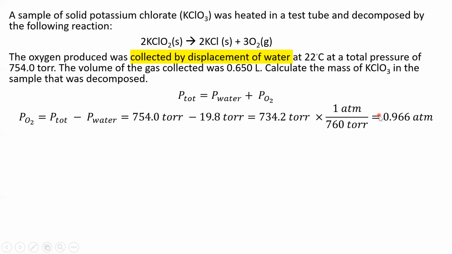Next step, we're going to do an ideal gas law problem. Here's the pressure of the oxygen gas. We're given the temperature and the volume of that oxygen gas. Calculate the number of moles of oxygen gas that were produced, and then see if you can do your stoichiometry to figure out the grams of potassium chlorate that were originally decomposed.